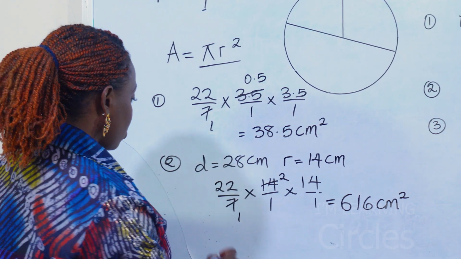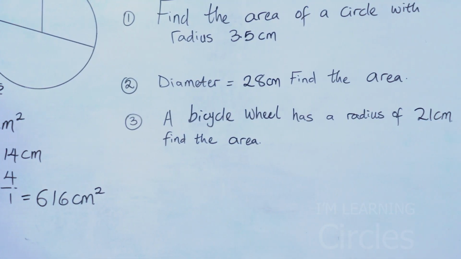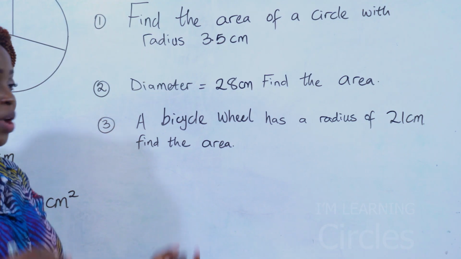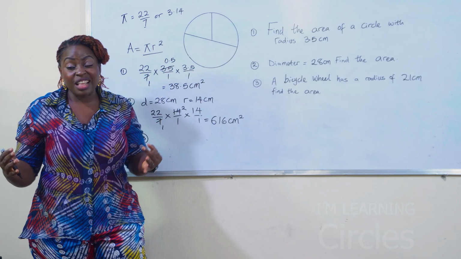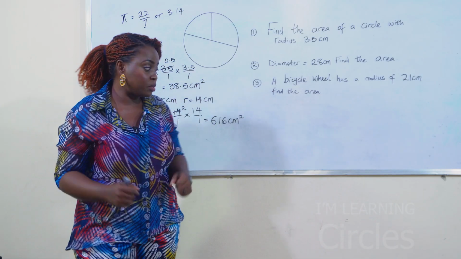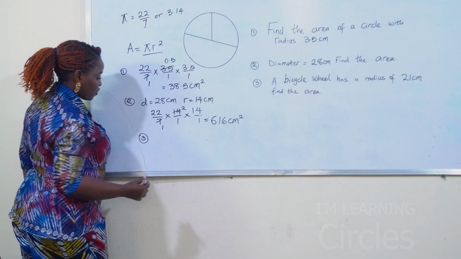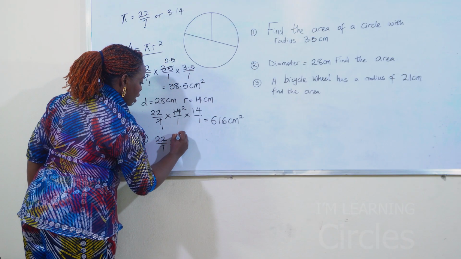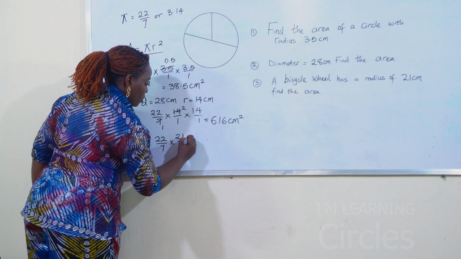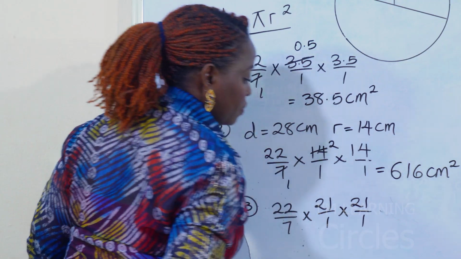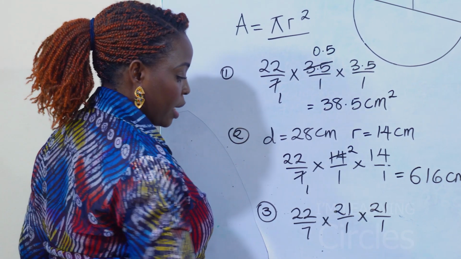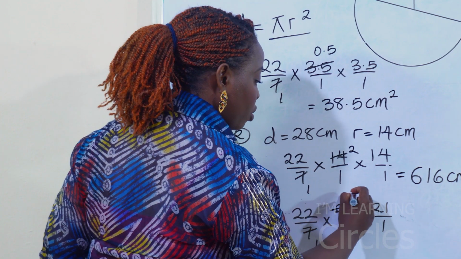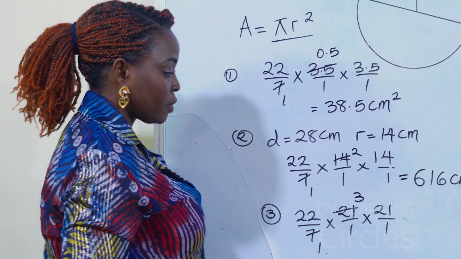Now let's look at the third question, number 3. Number 3 says a bicycle wheel has a radius of 21 centimeters. That means the radius is 21 centimeters. Now let's plug that into the formula. Pi r squared. Can I reduce? Yes, I can. 7 will go here 1 time. 7 will go in 21 3 times.